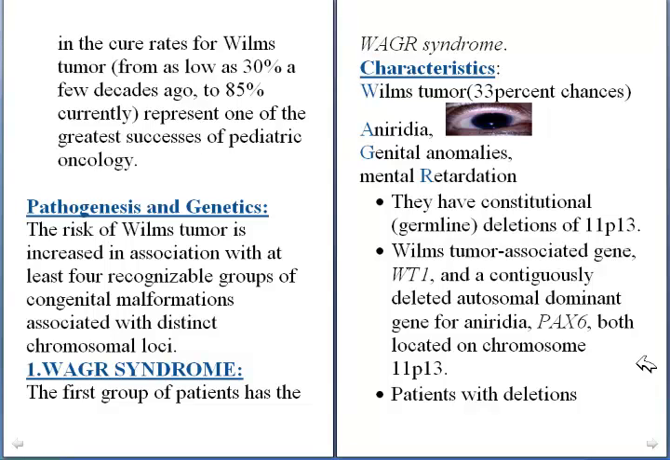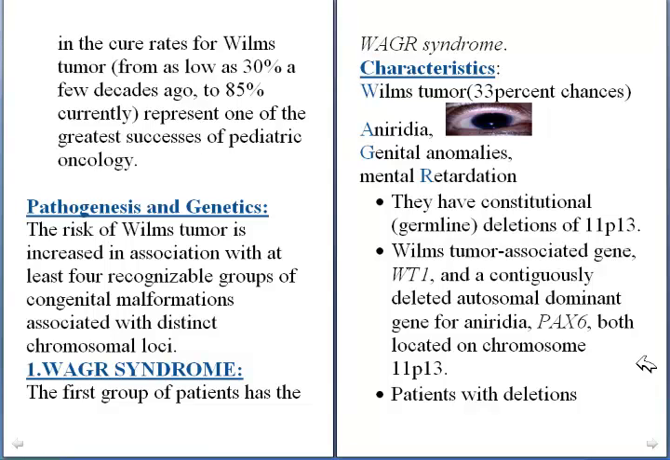The characteristics of WAGR syndrome are actually written in the name. So W stands for Wilms tumor, which is present in about 30% of the cases. If a baby has WAGR syndrome, then the chances of having Wilms tumor are actually 33%. They have absence of iris, they have genital anomalies, and they suffer from mental retardation.